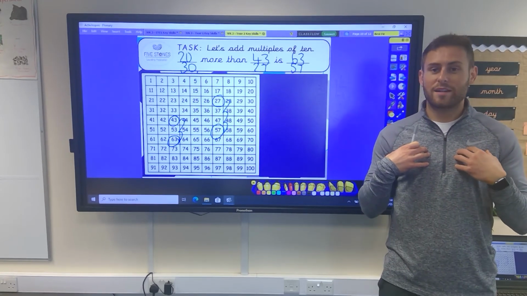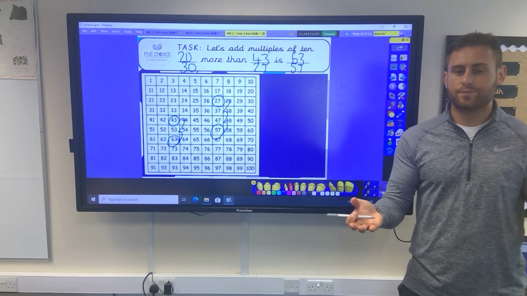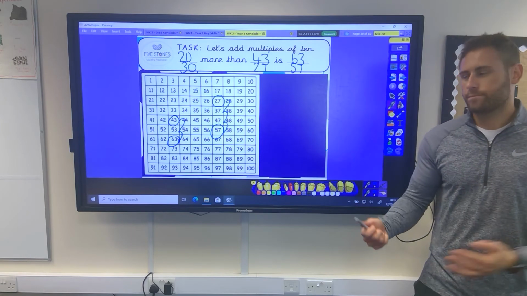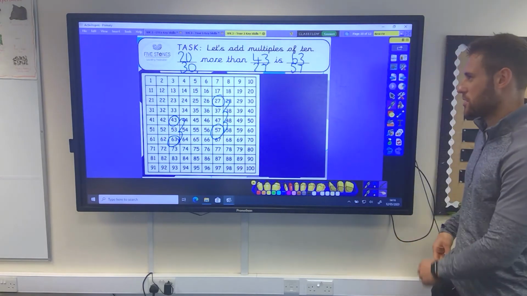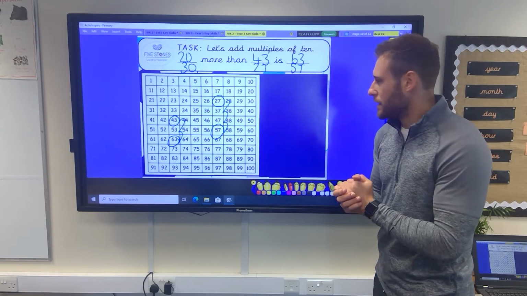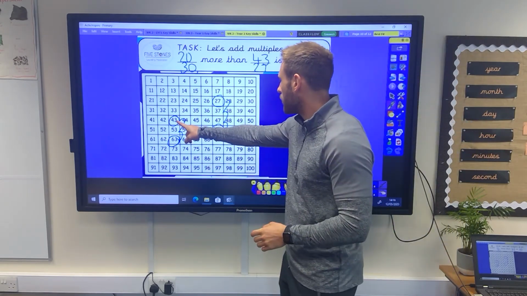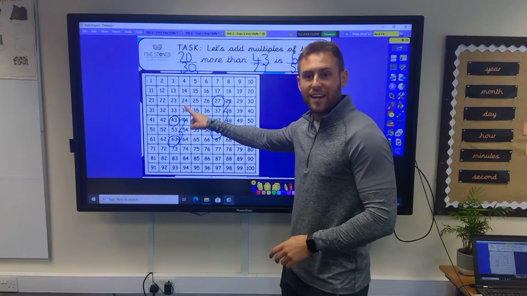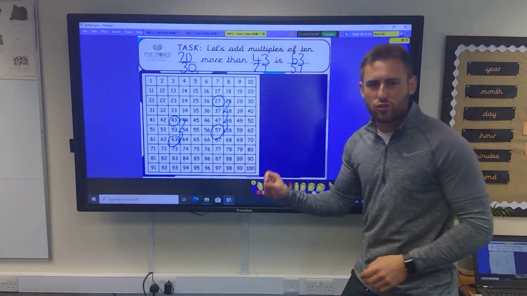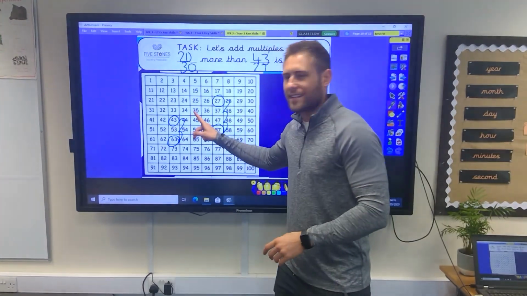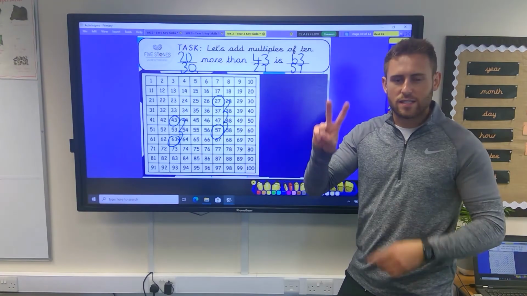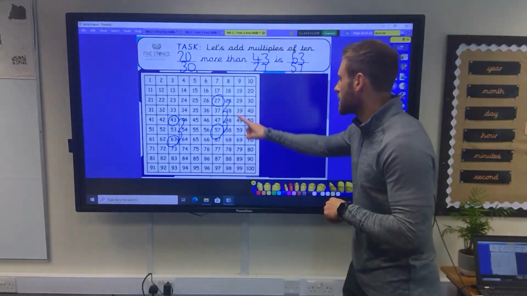30 more than 27 is 57. Good work. I might have got twisted on my sentence there. Let's count then. Help us out. So if we've got 43, 53, 63. That's us adding tens. 53, 63. 2 tens are added.